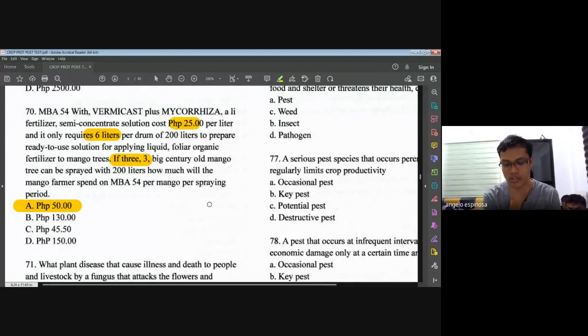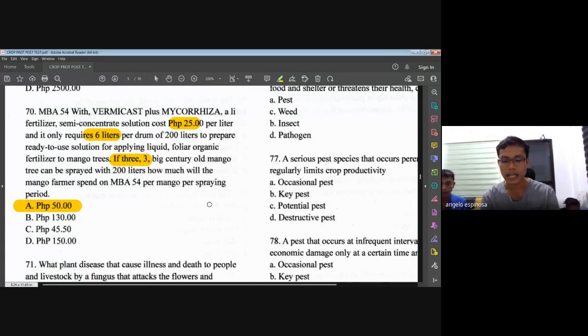So that question, where one drum is equals to 200 liters. We know that, ha? In one drum, the conversion of one drum is equivalent to 200 liters. Oh, you always put that in your mind. Okay? Sa isang drum, ilang litro? 200 litro meron sa isang drum. Okay? Now, let's convert it. Okay, let's convert. We have 25 pesos. Okay, kasi liter nga siya. Tanggalin natin, kailangan natin tanggalin yung liter.